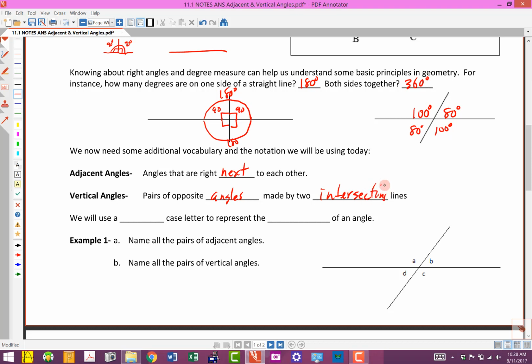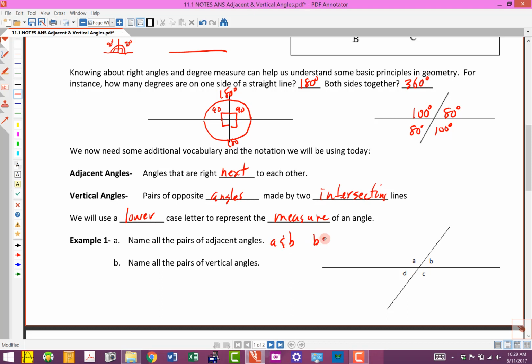Now, we're going to use lowercase letters to represent the measure of an angle. So in this diagram over here, I've got a lowercase a and a lowercase b and a lowercase c and a lowercase d. So these are all lowercase, and they're going to represent the measures of the angles. So this is how much angle A measures and angle B and so forth. And it says name all the pairs of adjacent angles. So remember, adjacent angles are the ones that are next to each other. So we could go through and we could say, well, A and B are next to each other. So I'm going to do A and B. Those are adjacent. They're next to each other.